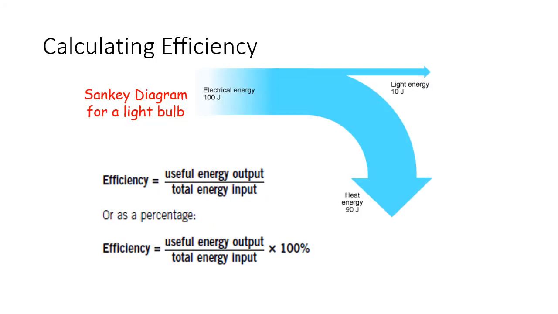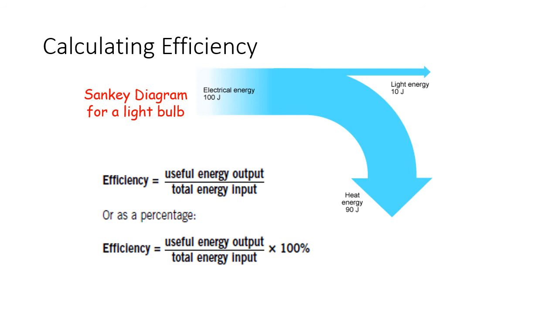So that's called the Sankey diagram, which helps us to understand the input energy, output energy, and useful and wasted energy. On the left hand side of the arrow, where electrical energy is 100 joules, that is the input energy. On the right hand side, the top arrow, which is light energy 10 joules, is the useful energy, and 90 joules is the wasted energy. The arrow downward shows the wasted energy. And the equation of efficiency is useful energy output divided by total energy input.